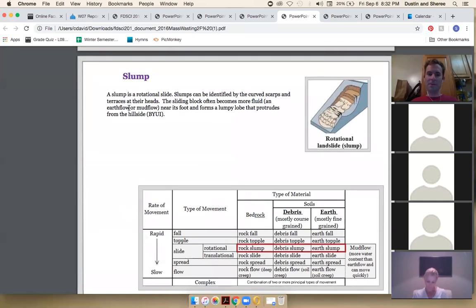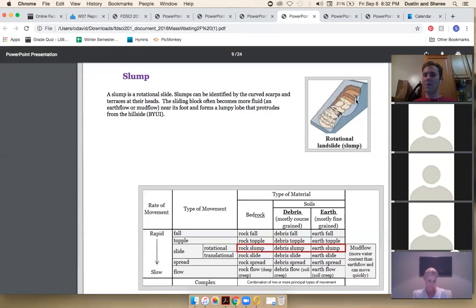Yeah, curved scarps, terraces. They're a little more fluid, kind of similar to an earth flow or mud flow near the base, the foot. So this area where it pops out is a little more fluid, like a mud flow. Okay.